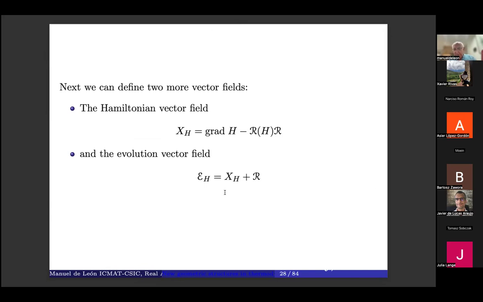And remember that I can obtain the Hamilton equations or the Lagrange equations in the cosymplectic setting using the Hamilton principle. But in the contact case, I had to use the Herglotz principle. So they are different, also they are different geometries.